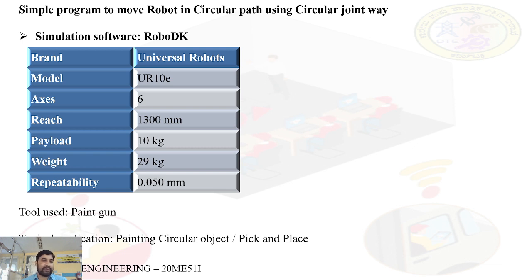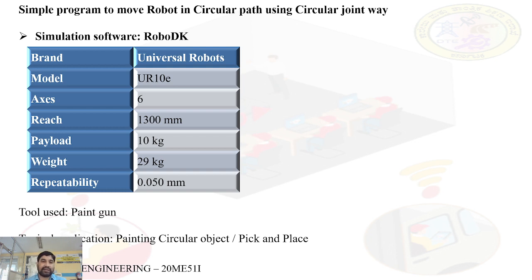So you don't have to worry about these things. They are available in your models. Directly, if you click on the UR10e model, all these things are available. The tool used is a paint gun. The typical application of this circular path is that you can pick a component from one place, rotate it in a circular path and place it, and you can also use this path to paint a circular object. So you can use this path for both pick and place and for painting.